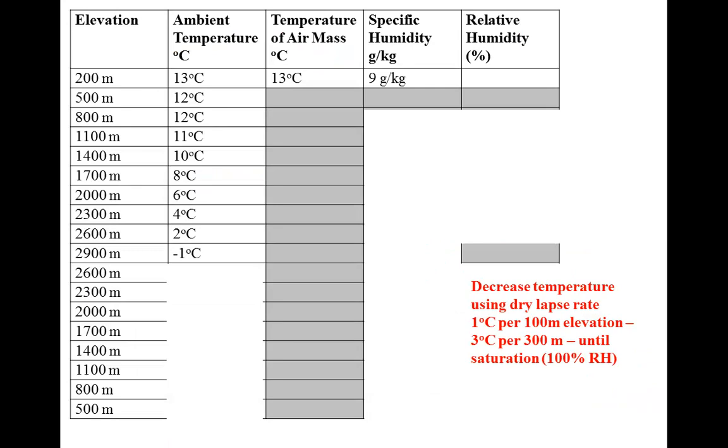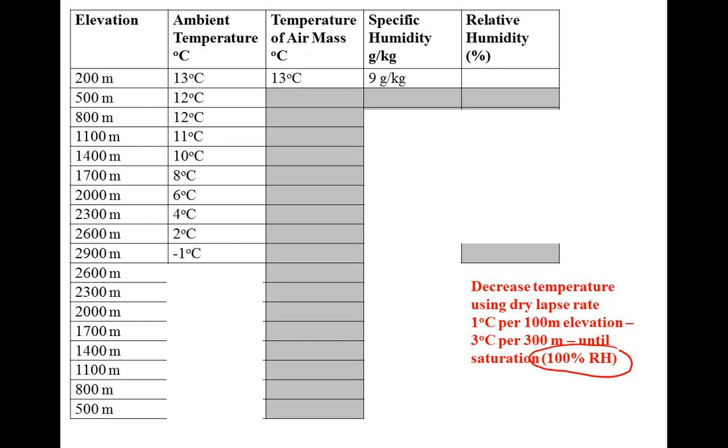Let's do an example problem like the one in your lab. Again, we're going to initially cool at the dry lapse rate until 100% relative humidity is reached. We will then switch and cool at the wet lapse rate until we get over the mountain, and then allow the air to warm at the dry lapse rate as it sinks down the other side. How do we know when to switch over between the dry and wet lapse rate? We need to keep track of the relative humidity to decide when to switch from dry to wet lapse rate.